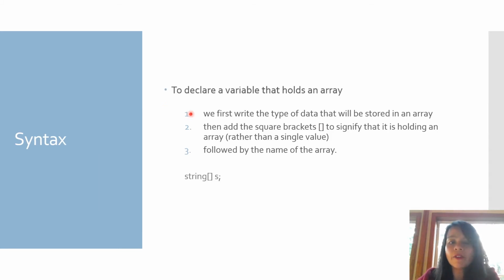So to declare a variable that holds an array, we first write the type of data, okay, so the data type that will be stored in the array, then add the square brackets to signify that it is holding an array instead of a single value, then followed by the name of the array.